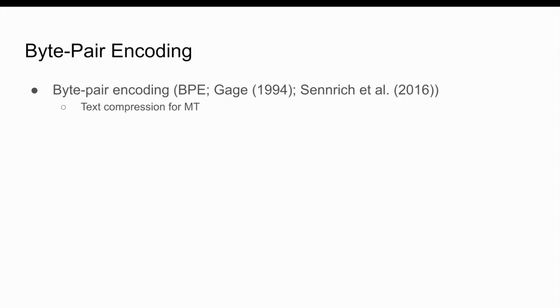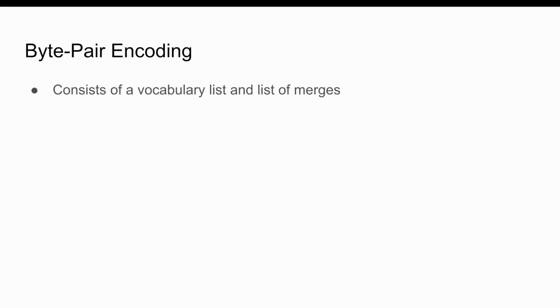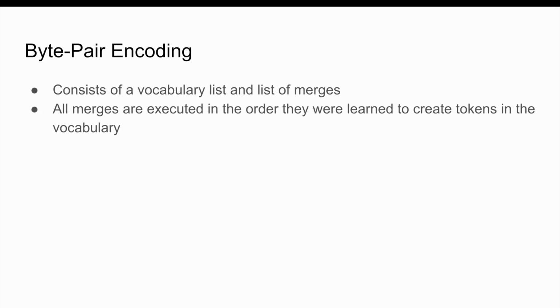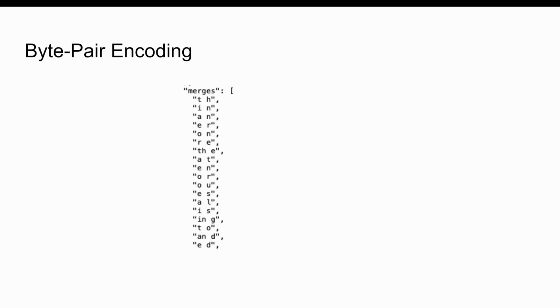This was developed primarily for machine translation, and it consists of two main parts. You have a vocabulary list and a list of merges, and individual bytes are merged in the order that they were learned in order to create the tokens in the vocabulary. Just to give you a look into what this looks like, this is what an actual merge list looks like in a tokenizer.